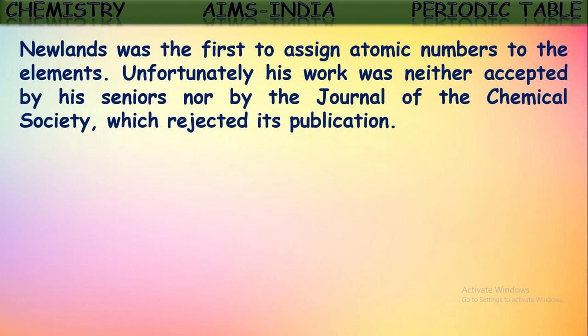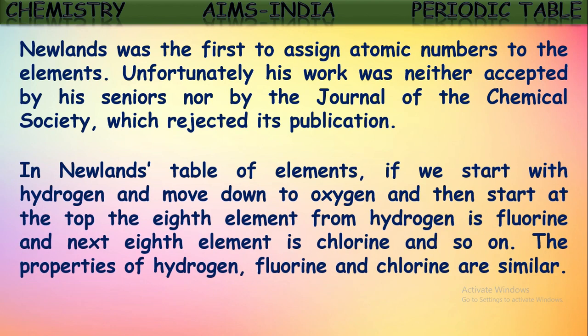Newland was the first to assign atomic numbers to the elements. Unfortunately, his work was neither accepted by his seniors nor by the journals of the Chemical Society, which rejected his publication. Yes, because of some limitations in Newland's law of octaves, it was rejected.